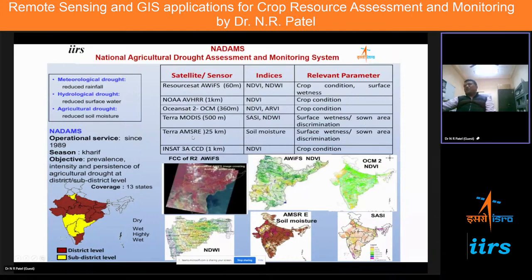Wetness will be obtained from microwave remote sensing data like AMSR-E or other data to get surface wetness. Crop condition is mainly from NDVI, and also from other satellites. All three, NDVI, moisture, slope, snow cover area, and also NDWI, are used to derive the drought impacted vegetation condition index and finally drought characterization.